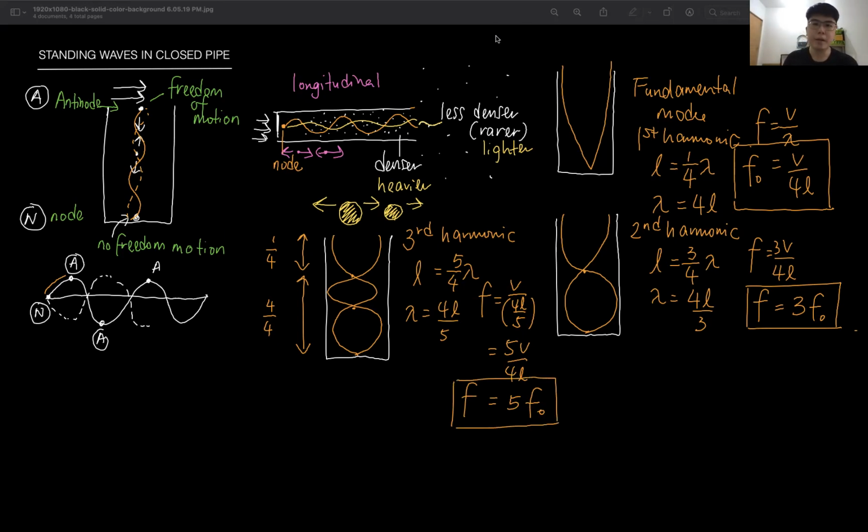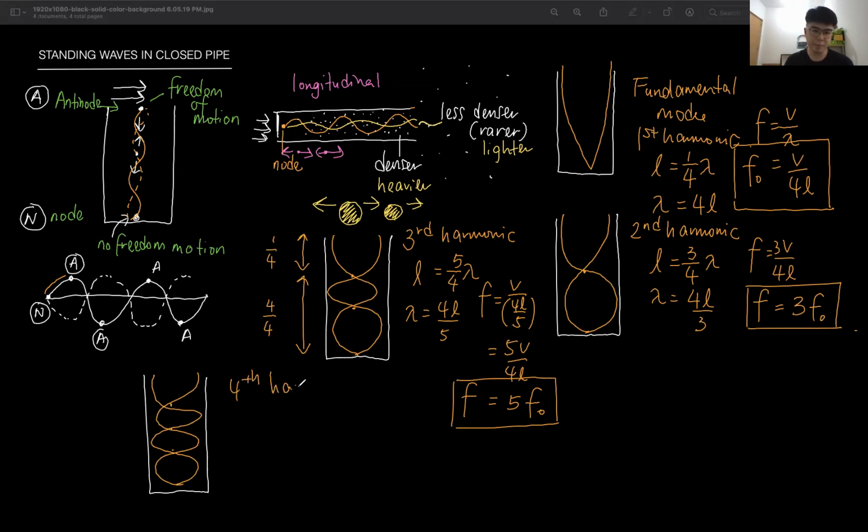Okay. Now, just do one more, the last one, the fourth harmonic. So amplitude is the next one. 3 loops and half a loop, right? 3 loops means 3 nodes. 1, 2, 3, half. Okay.